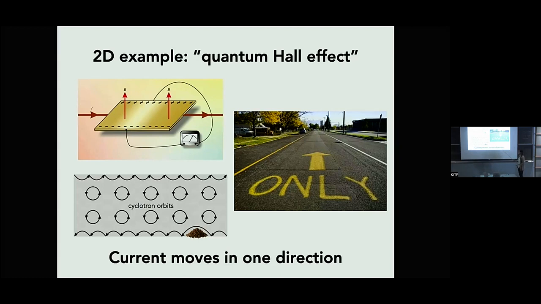But in this case, when you can only flow in one direction, if you have some dirt at the edge, like I've drawn here, there's no channel for electrons to go backwards, and so they just go around it. And so this gives you very robust transport.